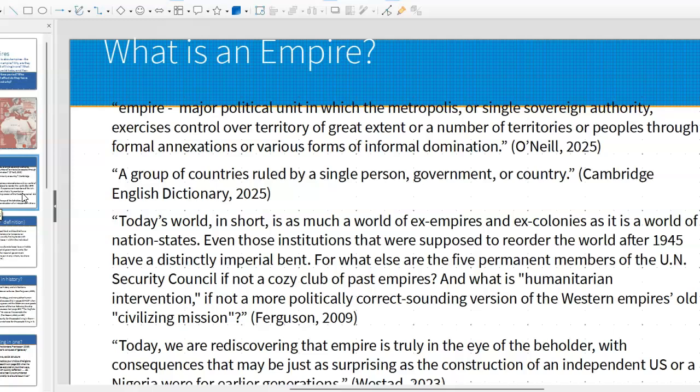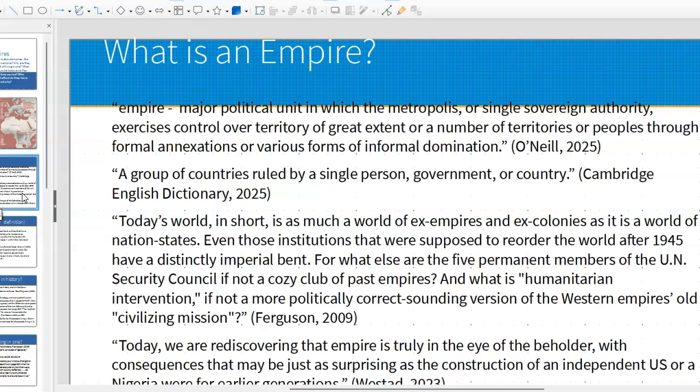Ferguson, who was one of my personal choices for a multimedia source, basically defines empire as, in today's world, in short, as much a world of ex-empires and ex-colonies as it is a world of nation-states, even though institutions which were supposed to reorder the world after 1945 have a distinctly imperial bent. For what else are the 5 permanent members of the UN Security Council if not a cozy club of past empires? What is humanitarian intervention, if not a politically correct sounding version of the Western Empire's old civilizing mission? And we're not there yet.